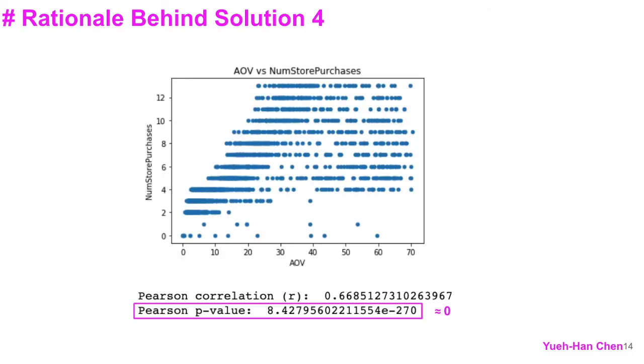The rationale behind solution 4 is that I ran a correlation test on average order volume and the total number of in-store purchases. And we have statistically significant evidence to say that they are correlated. Therefore, I recommend the marketing team have marketing campaigns to convert customers who shop mostly on a website or catalog to in-store purchases, because most in-store purchases have a high average order volume. Overall, a higher average order volume can increase our revenue.